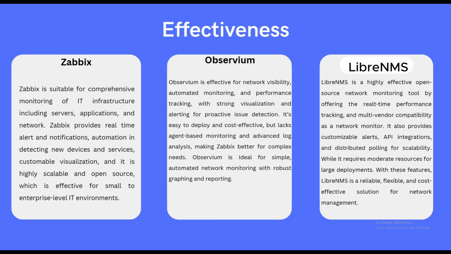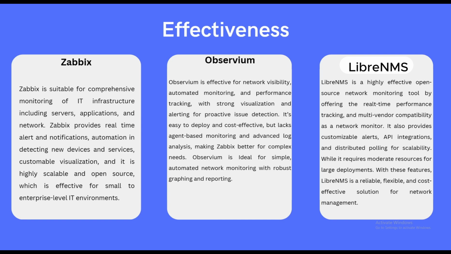For Observium, it is effective for network visibility, automated monitoring, and performance tracking, with strong visualization and alerting for proactive issue detection. It is easy to deploy and cost-effective, but lacks agent-based monitoring and advanced log analysis, making Zabbix better for complex needs. Observium is ideal for simple, automated network monitoring with robust graphing and reporting.